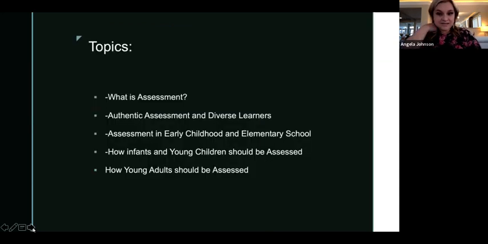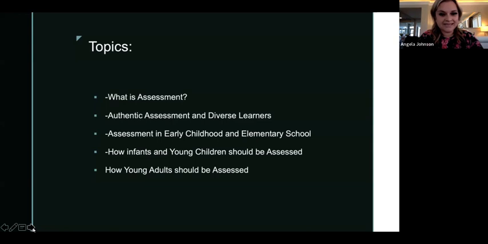Perfect. Our topics for today are, what is assessment? Ooh, that is a good question. You're like, ooh, Angela, I don't know. Or maybe that's a very easy question. You might be thinking, what is assessment? And then the next question comes, what is authentic assessment? What is authentic? And then authentic assessment and diverse learners, right? That's just a very unique combination there.